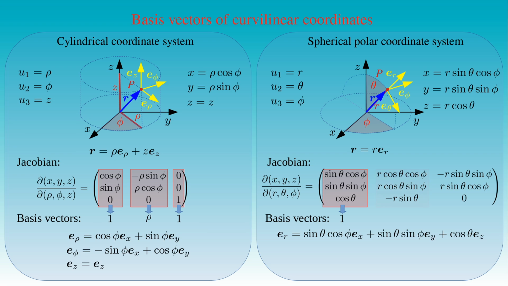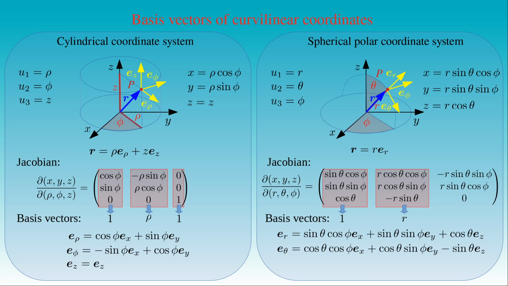The second column vector of the Jacobian determines the basis vector e theta, where the length of the column vector is r. If we divide its components by r, we obtain the components of the basis vector e theta. Then its x component is cosine theta times cosine phi. Its y component is cosine theta times sin phi. And its z component is minus sin theta.